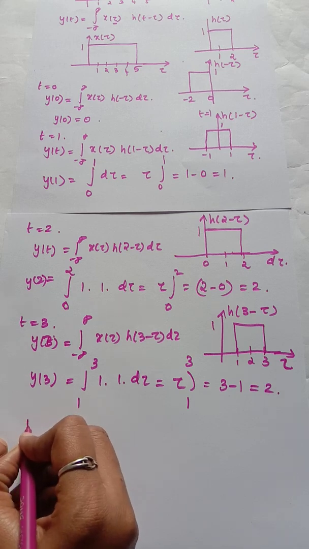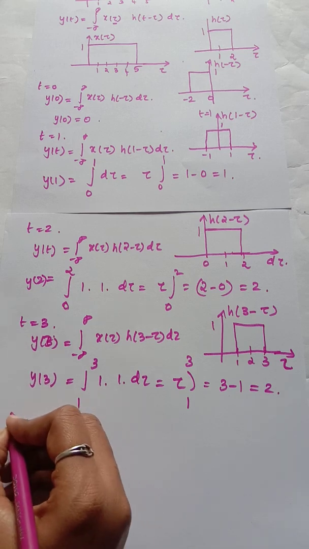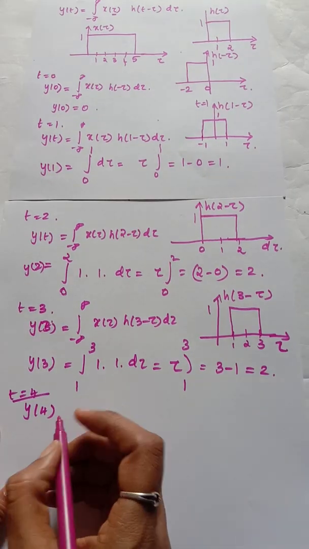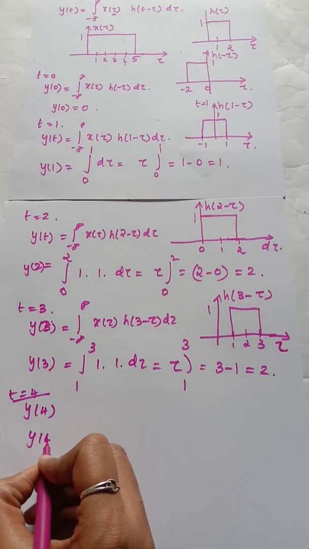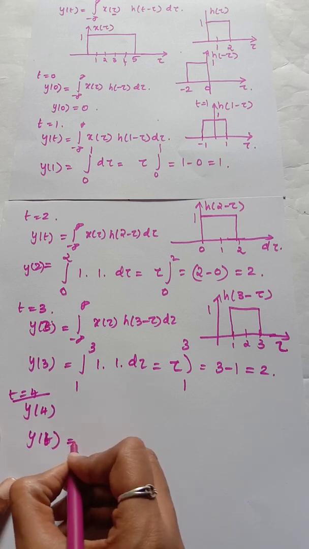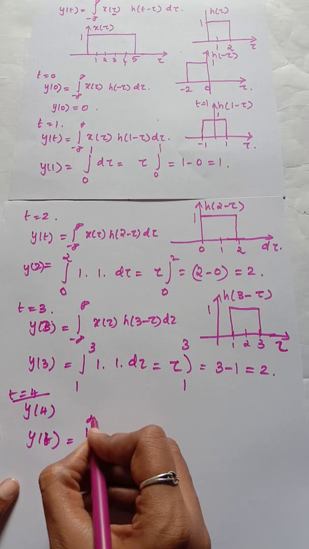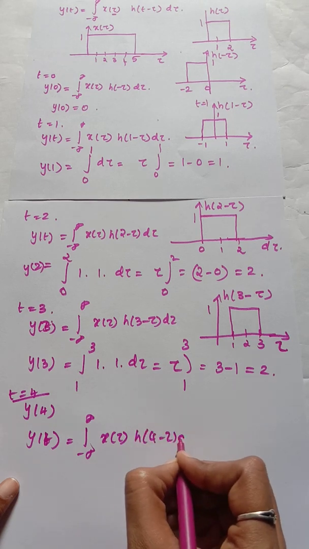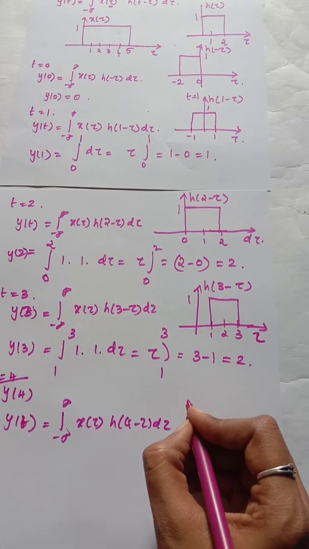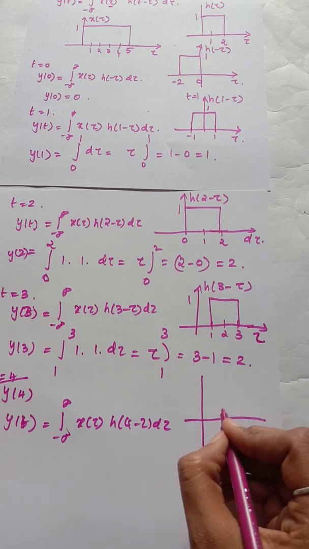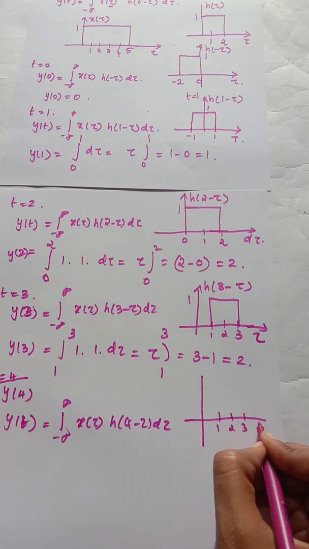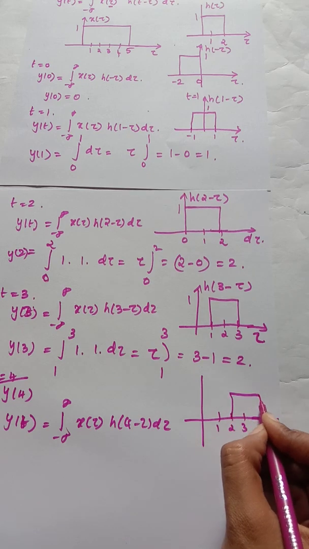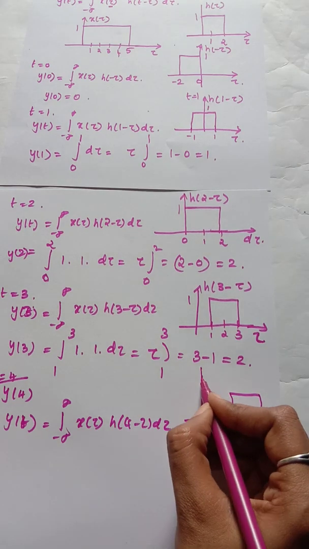Next, substitute for y of 4. That is, we need to find y of 4. So t equal to 4, you will get it. So the formula you will write is y of t equals the integral from minus infinity to infinity of x of tau h of 4 minus tau d tau. Okay, so here the same formula. So 1, 2, 3, 4. So here this is shifted to 2 to 3, right?